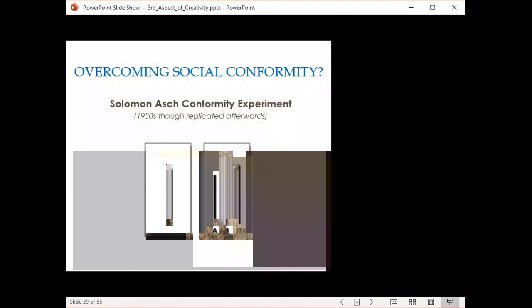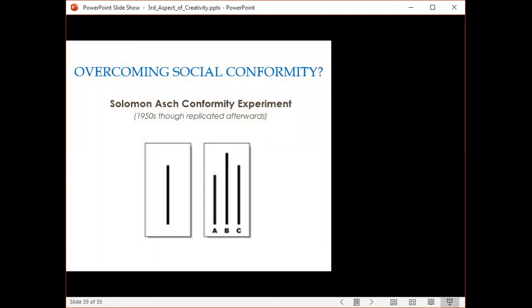One more study, the Solomon Asch conformity experiment. Volunteers, again, were brought in, put in a line, and are shown two images. One image was of a single line, and then the other image was of three lines. Okay? They were then asked, which of the three lines has the same height as the single line?